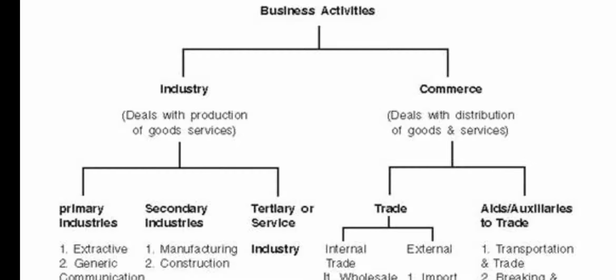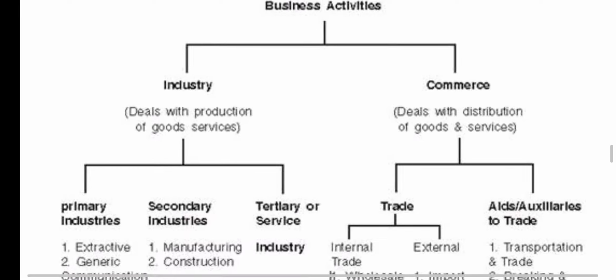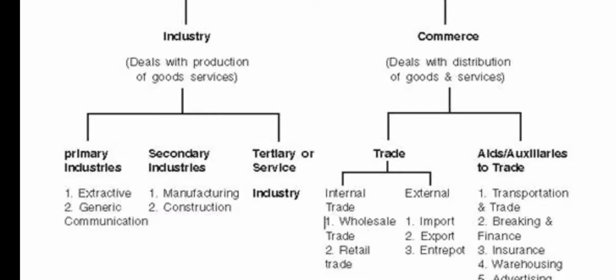So how are they linked? Industry is further divided into three main parts: primary, secondary and tertiary. In primary, there are extractive and genetic industries, meaning the industries dealing in making the prime raw material for industry. In secondary, they are involved in manufacturing and construction. And the last one is tertiary, which is the part of the service industries like banking and insurance companies, those who are providing services to us.